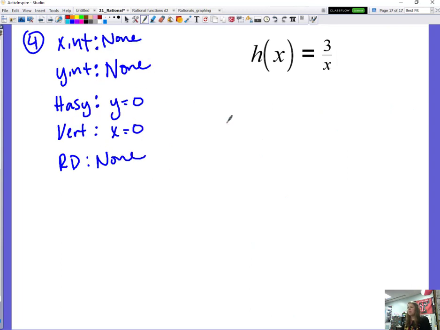And then number 4 is pretty straightforward. There are no removable discontinuities. It's y equals 0 and x equals 0. So on our axes, there's an asymptote here and an asymptote here, which means that we don't have any x-intercepts and we don't have any y-intercepts anywhere.